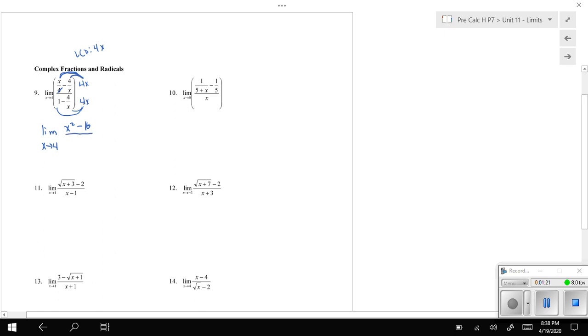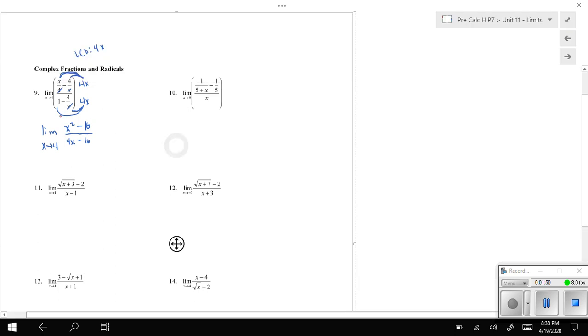In the denominator, when I distribute the 4x times 1, nothing cancels, so I just get 4x. And when I do 4x times 4 over x, the x cancels, but not the 4. So again, I get minus 16. So if I try to plug in 4, I get 16 minus 16, which is 0, and 16 minus 16, which is 0 in the bottom. So still an indeterminate form, but I can go ahead and factor.